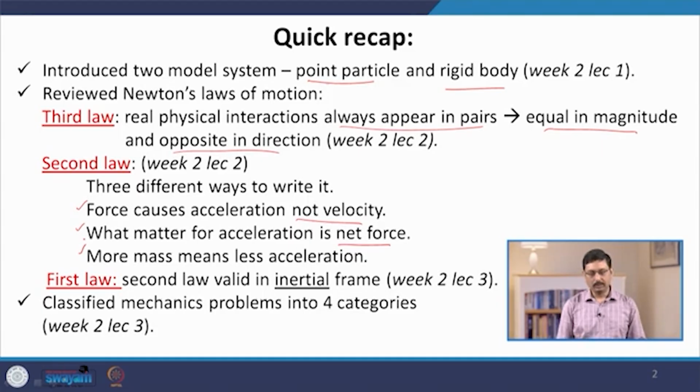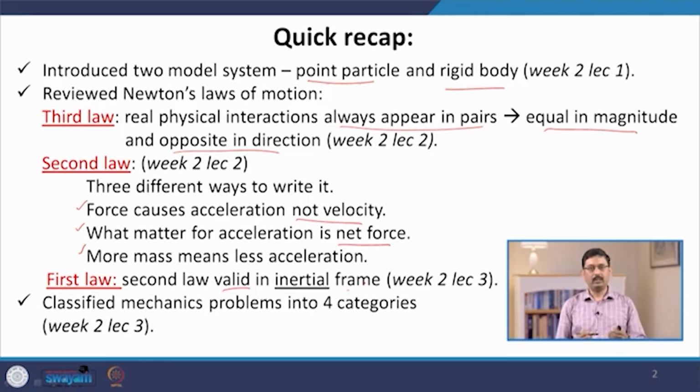After that, we discussed the first law of motion, which gives you an experimental test, the condition under which the second law is valid. So, when can you apply the second law of motion? We discussed the concept of reference frames, and we showed that the first law basically says that the second law is valid in inertial reference frames.